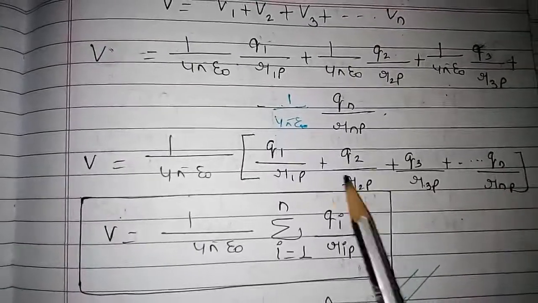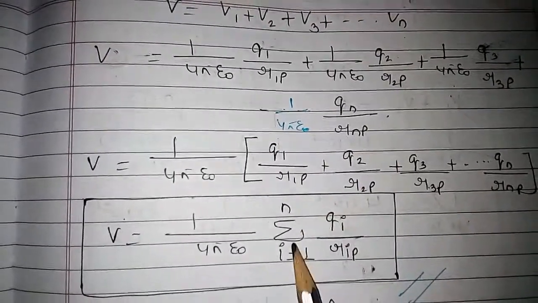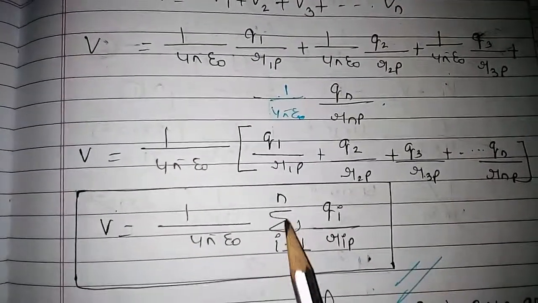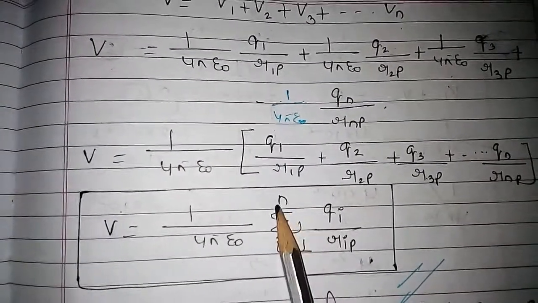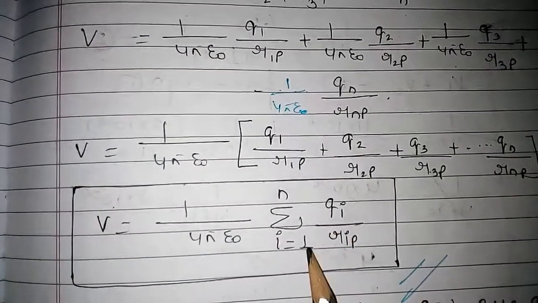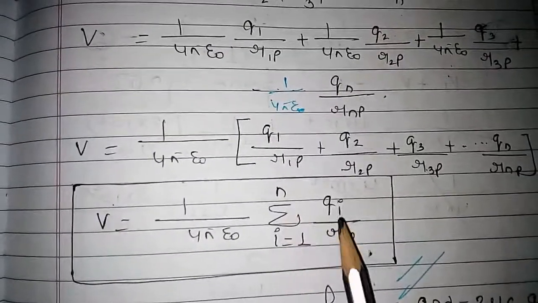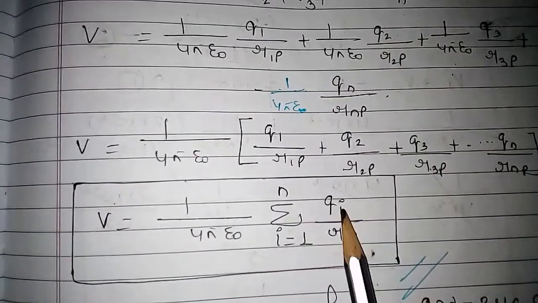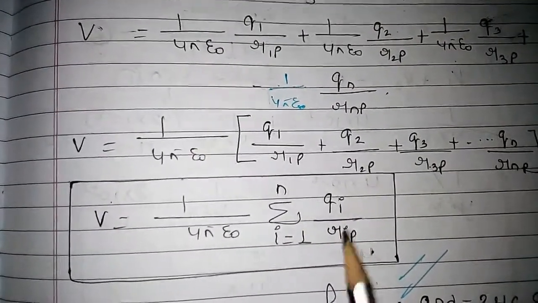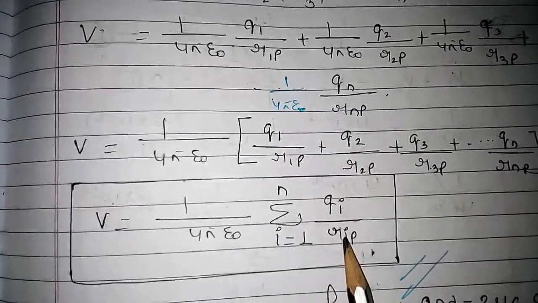For all this we will apply a summation. Summation i is equal to 1 to n, Qi upon RiP, and what is the value of i here? i is equal to 1 to n. So for the first one it is Q1 upon R1P. For i is equal to 2, it is Q2 upon R2P.